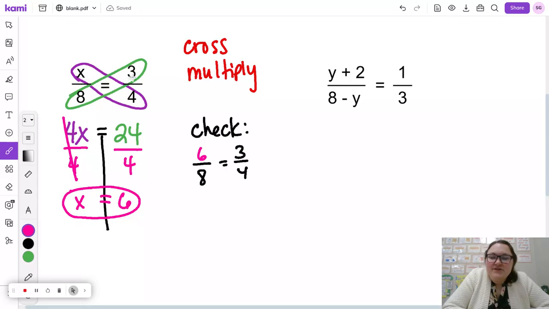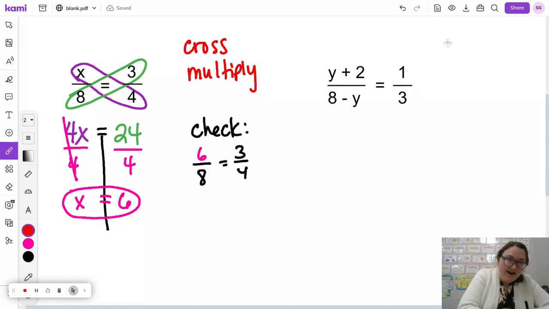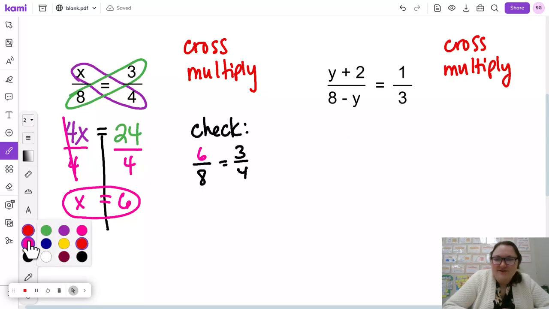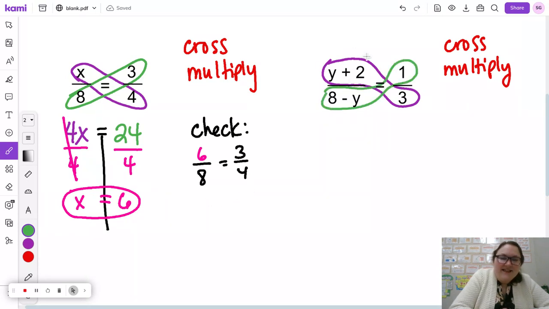When we solve proportions, you can solve small proportions like this or bigger proportions like this one here. The idea is still the same. I have a fraction equal to a fraction, so I can cross multiply to help myself solve this equation. When you cross multiply, that means we need to multiply y plus 2 times 3. And we also need to multiply 8 minus y times 1. The difference here is there's more I have to multiply.